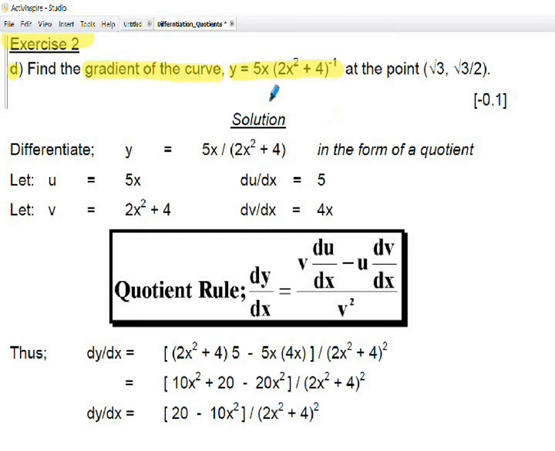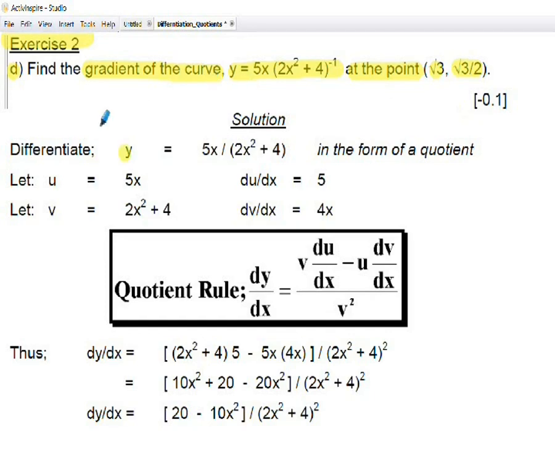That is actually a quotient because the negative 1 index means reciprocal, so we really have there 5x divided by 2x squared plus 4 in the brackets. So just be careful the way that's written. It's actually a quotient. It looks like a product. We've got to find the gradient at a point, and the point is given as the square root of 3 comma square root of 3 upon 2. Don't forget we read that as x comma y, so the x value there is the square root of 3 and the y value for the coordinate is the square root of 3 upon 2.